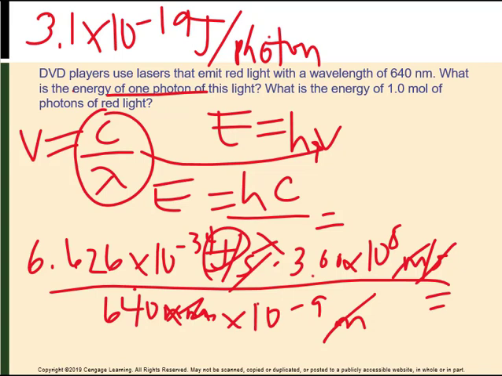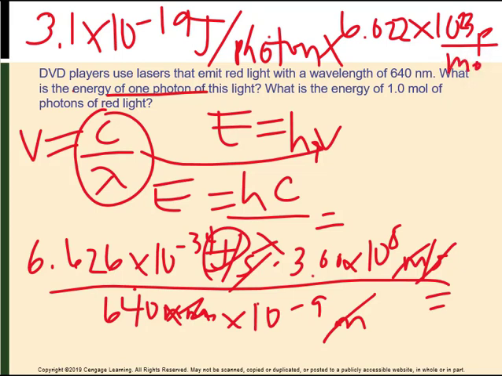What's the energy of 1 mole of photons? Well, we know that in 1 mole of anything, there's 6.02 times 10 to the 23rd particles, atoms, molecules, photons as well. So since photons is on the bottom here, we're going to just multiply this whole thing by 6.022 times 10 to the 23rd, and this is particles per mole.